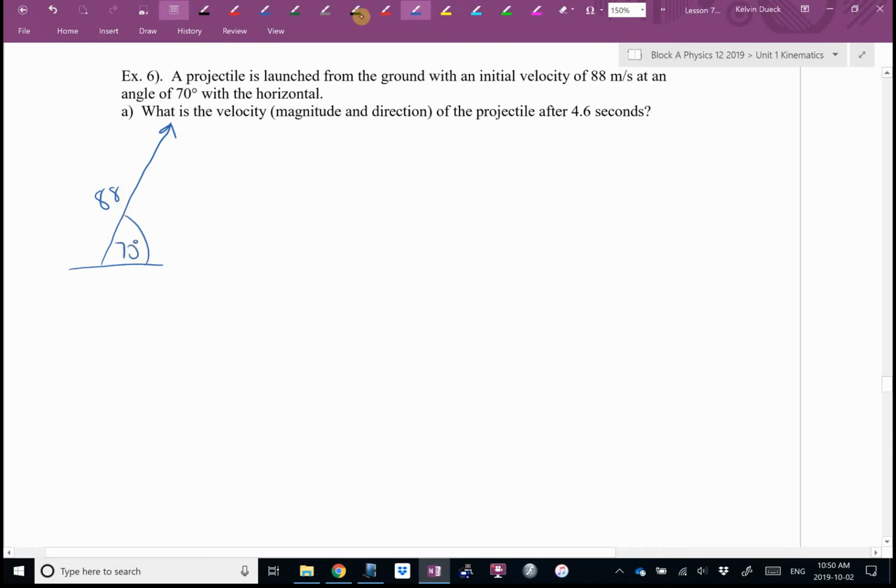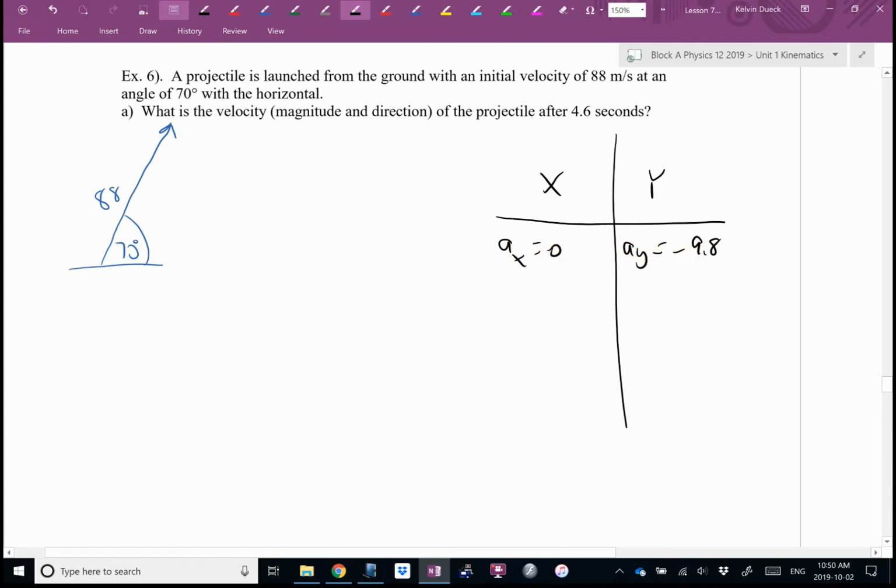It's a projectile, so we're going to go T-table. X, Y. What two things can I write down without thinking about it? AX is 0. AY is negative 9.8. Am I ever going to use this 88? Not once I find the components.